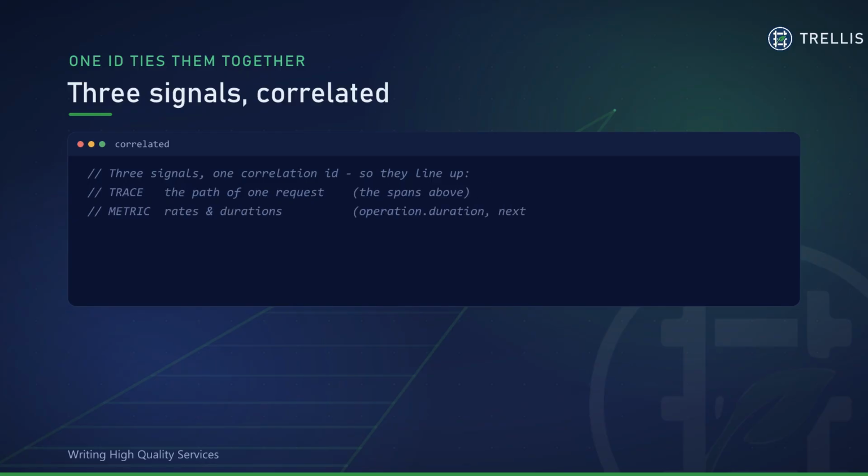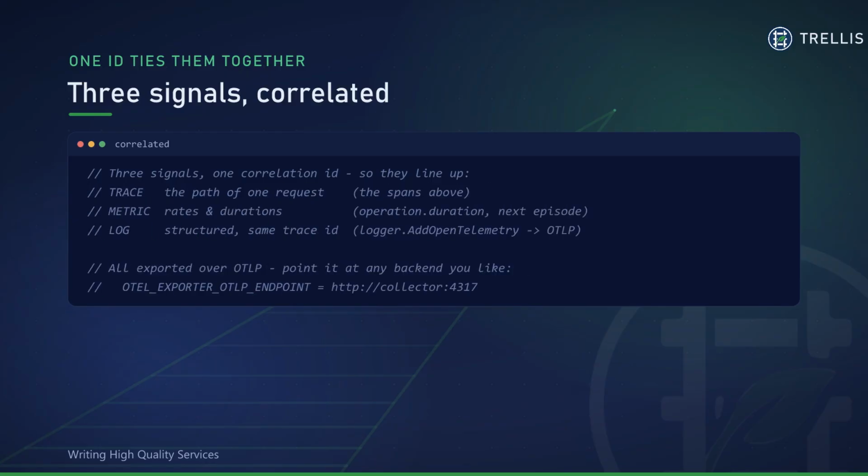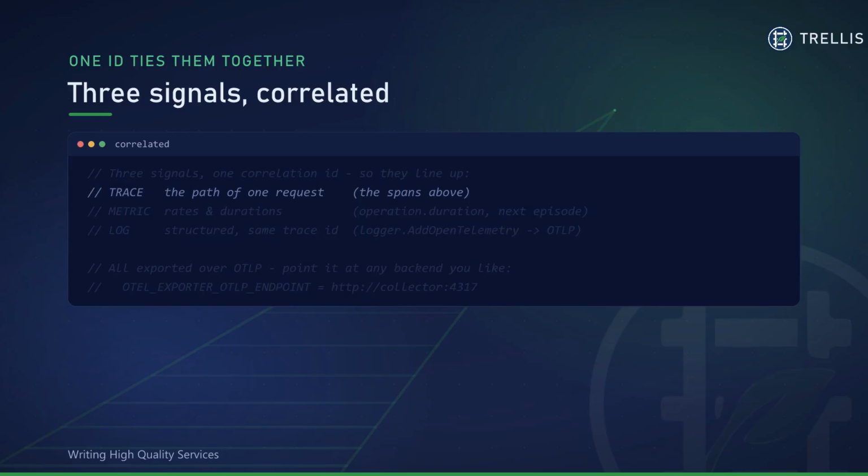Now, a trace is just one of 3 signals, and the real power is that they're correlated. A trace shows the path of a single request, the spans you just saw. A metric shows rates and durations in aggregate, like that latency histogram, which is next episode. And a log is a structured record of something that happened. And crucially, it carries the same trace ID as the request it belongs to.